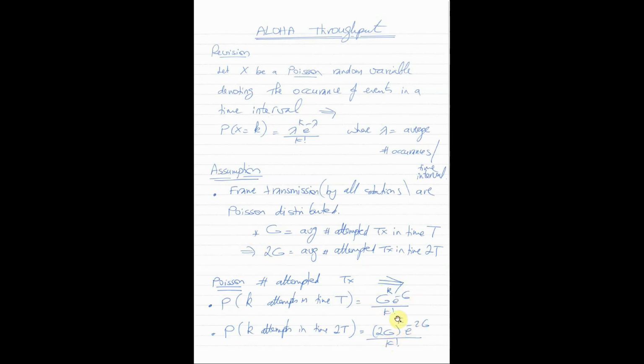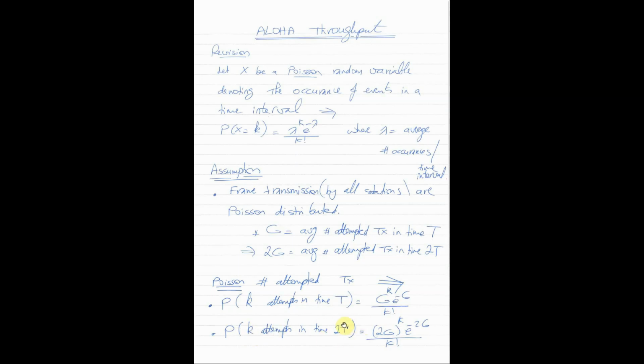Whether we look at this formula or that formula, both of them are the same. Lambda to the power of k, e to the power of minus lambda, over k factorial, but with a different lambda. So in this case, lambda is equal to g itself because we are expressing the probability of having k attempted transmissions during time capital T. And in the second expression, our lambda is equal to 2g because we are expressing the probability of having k attempts during time 2t.